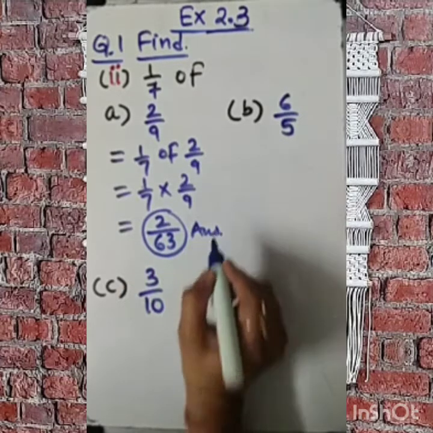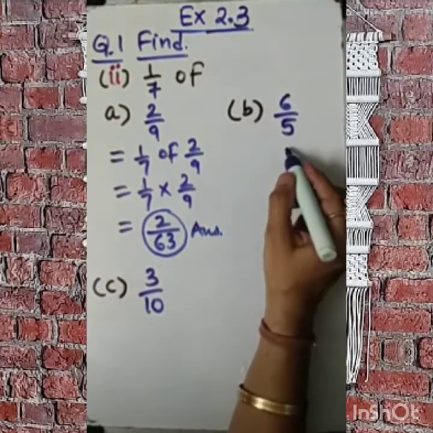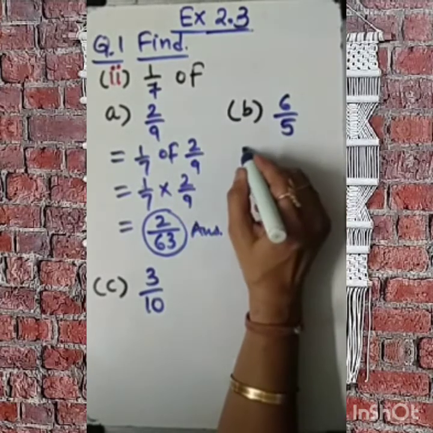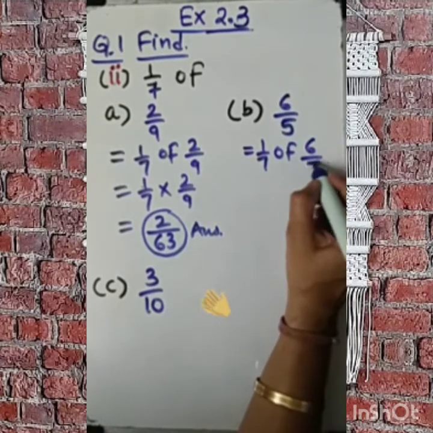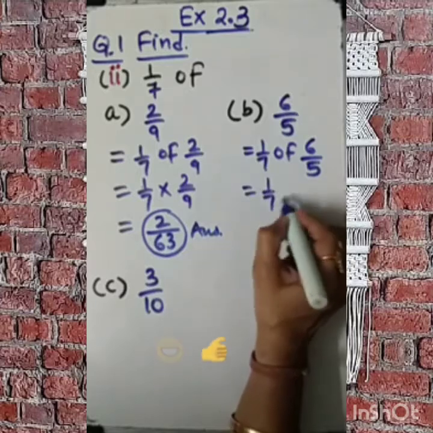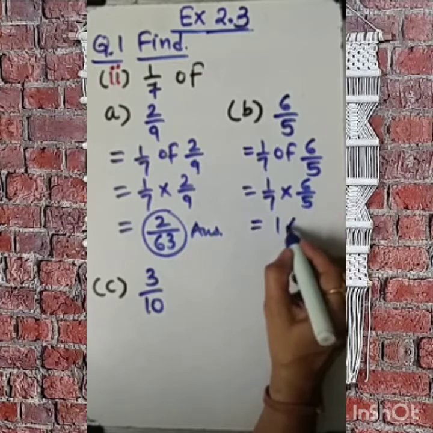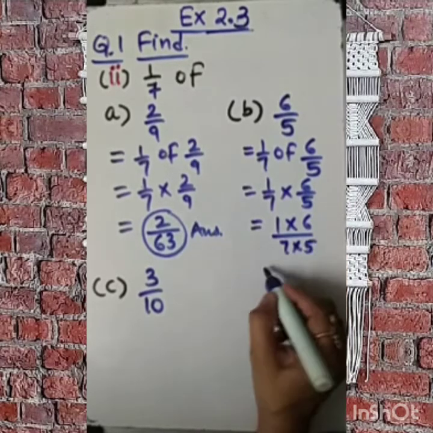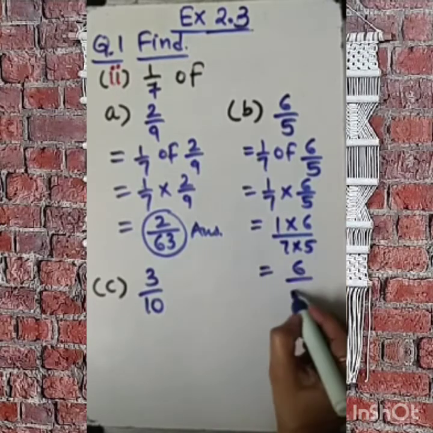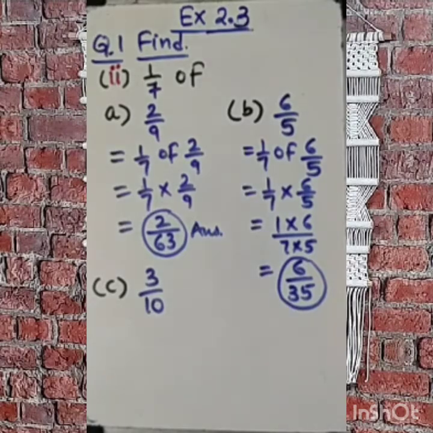It is a proper fraction, right? Now the same procedure here: 1 by 7 of 6 by 5. So I need to write 1 by 7 into 6 by 5. Agree? So in numerator 1 into 6 and denominator 7 into 5. You know, 1 6 ja 6, 7 5 ja 35. No such common factor, and again it is a proper fraction, right?